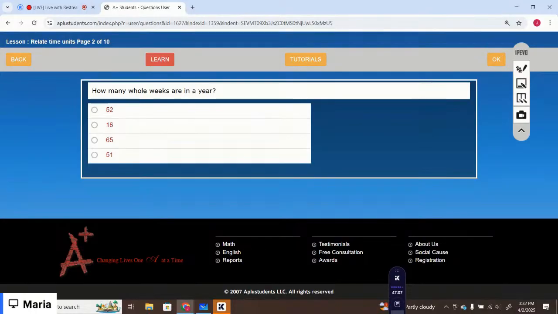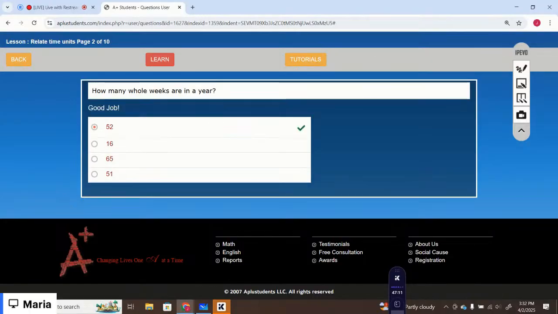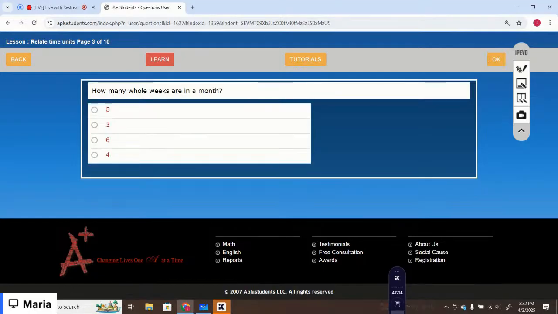How many whole weeks in a year? So there are 52 whole weeks in a year. The correct option is 52. So, how many whole weeks in a month? There are 4 weeks in a month. The correct option is 4. The last option is the correct option.